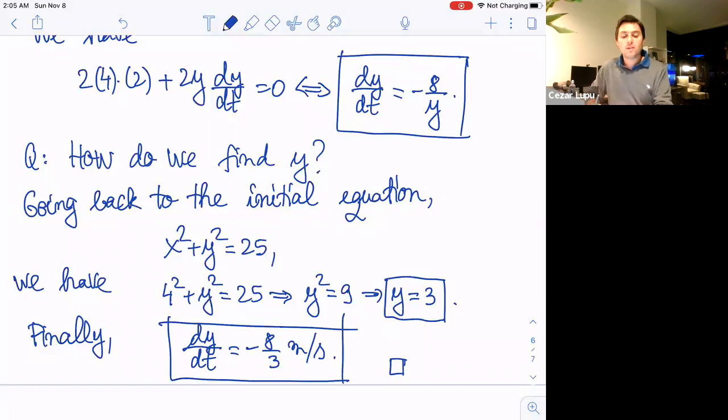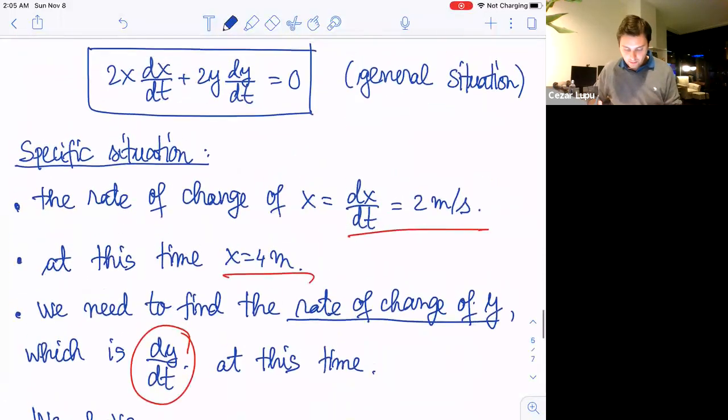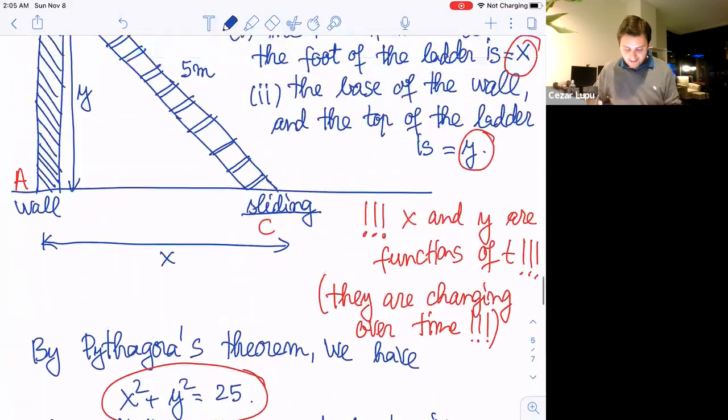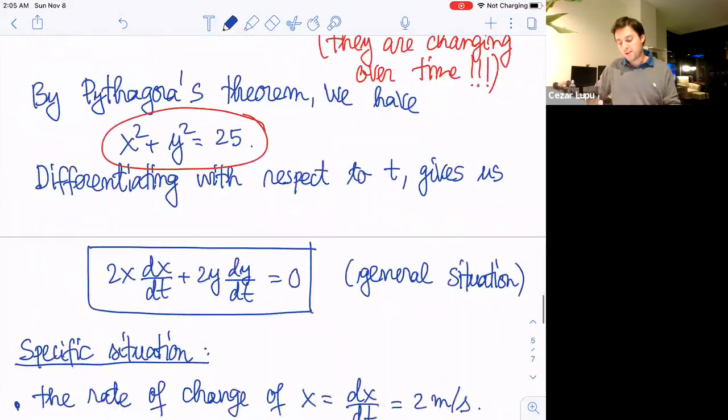Now let me do another problem, another example. Example number 3, I think.